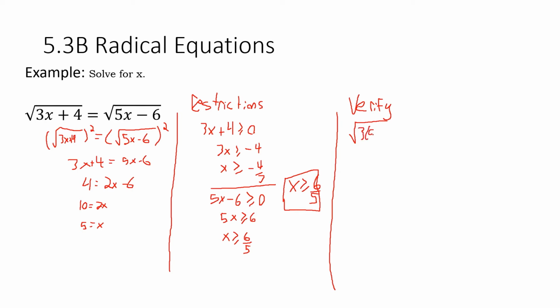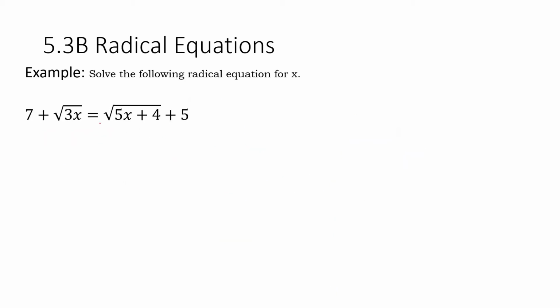So 3 times 5 plus 4 equals 5 times 5 minus 6. So 3 times 5 is 15. 15 plus 4 is root 19. And this should equal the same on both sides. 5 times 5 is 25. 25 minus 6 is also root 19. So it verifies, checks out, the value fits the restrictions. That's a good equation with a valid solution.